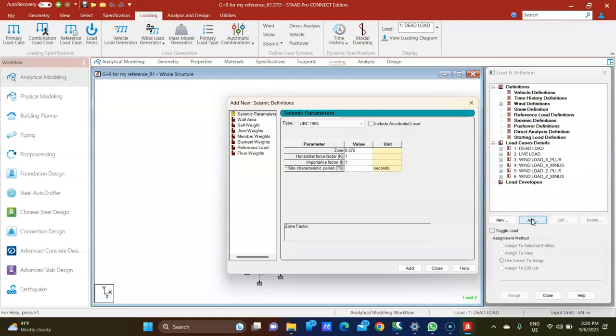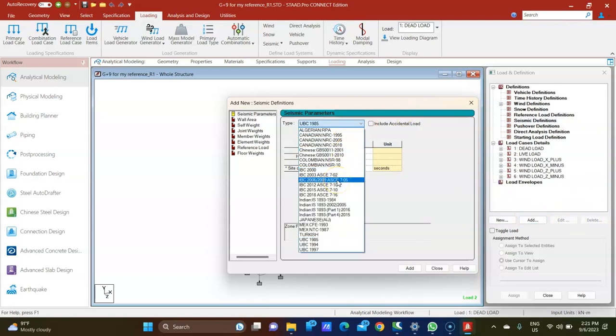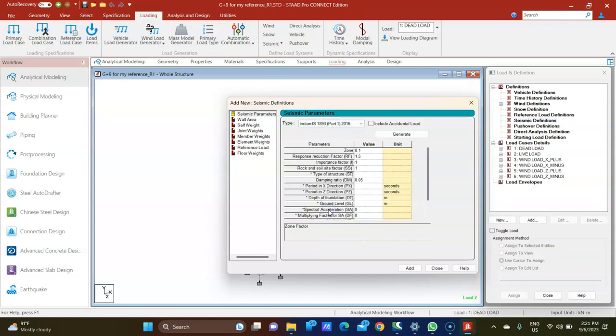Right? So by default the code selected is 1985, but we will be doing seismic force calculations as per our code. Our code means IS 1893. Let's see. Click on the drop down box. There are different types of codes. So we will be using Indian IS code Part 1, 2016. Right? And if you click on that, you will see the different parameters. First one is response reduction factor, R. So I am asking what response reduction factor you have considered for your manual calculation. I believe that you have considered 5. 5 you have considered, no?